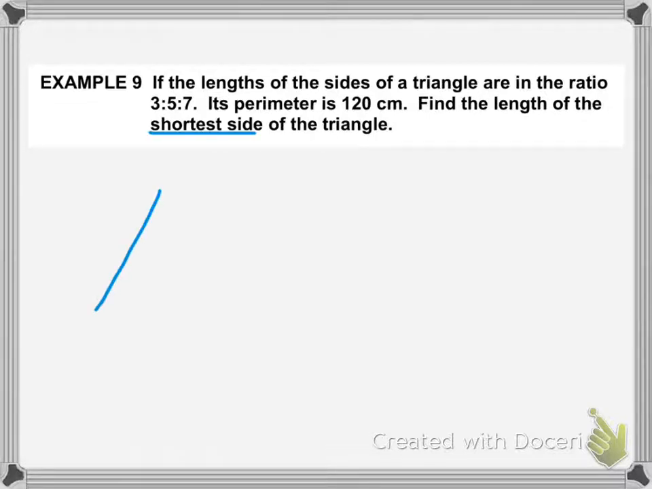So first, let's draw a picture. Any kind of triangle you want to draw. The sides are in the ratio 3 to 5 to 7. So we don't exactly know how long they are, but we know that if they were all multiplied by the same number, we could get the sides, but they need to add up to 120. So we could call one side 3x, another side 5x, and the other side 7x. Okay?